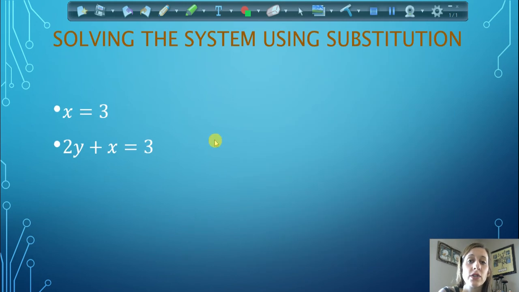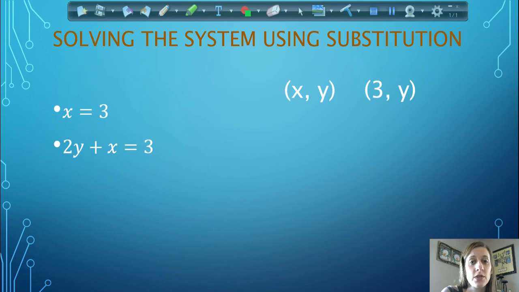So now we're going to learn how to solve systems using substitution. So again, you're going to be given two equations, and typically you're given two variables x and y in both of those equations, but we're going to start off with an easier question and work our way up to harder questions. So again, we're trying to find an ordered pair where these two equations intersect, or an ordered pair that works for both equations. And I have already told you that x equals 3, so x has to equal 3. To find the y value, this is where we're going to use substitution.